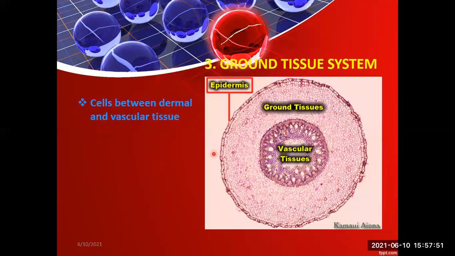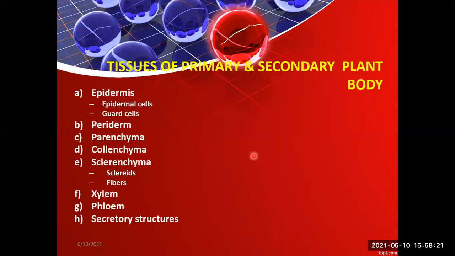The ground tissue system consists of the tissues between the dermal and the vascular tissues. This is the vascular tissue system, this is the dermal tissue system. Between the vascular tissue and dermal tissue, all such structures are known as the ground tissue system. The ground tissue system consists of parenchymatous cells or thin-walled cells that are generally meant for the storage of different types of substances.